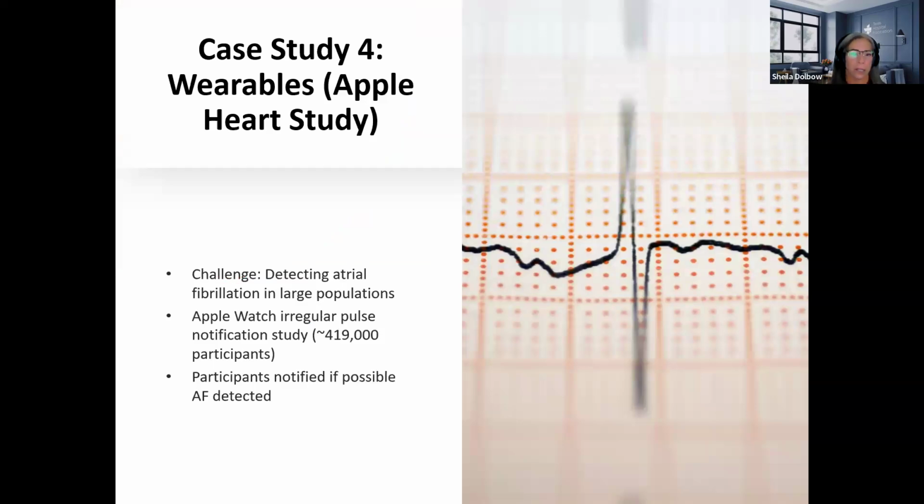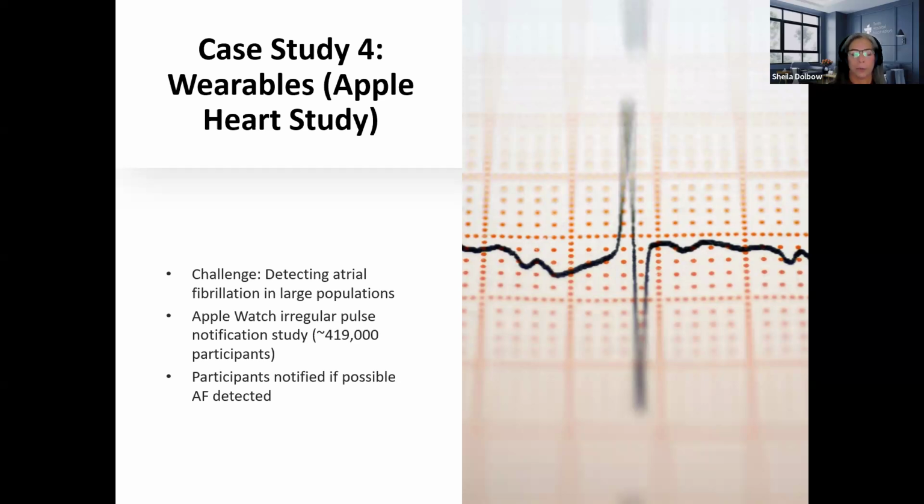And then the case study number 4 is wearables. Again, looking at the Apple Heart study, which was detecting atrial fibrillation in large populations, they looked at over 419,000 participants, in which the Apple Watch looked at irregular pulse notification. So the participants were actually notified if the watch detected potential atrial fibrillation in their heart rhythm.